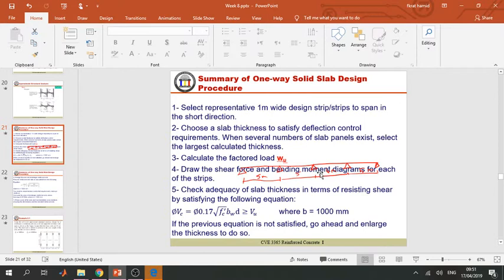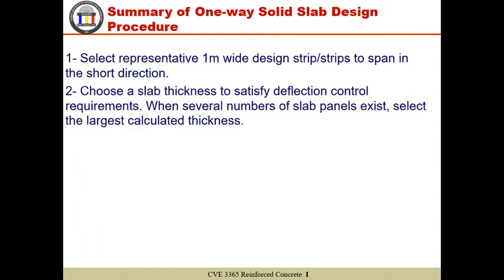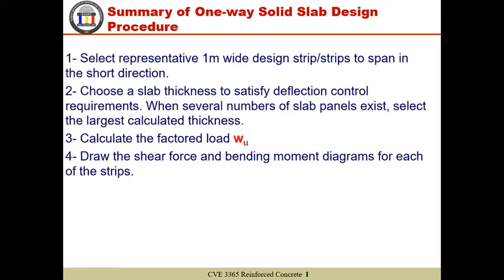So after the second step, after choosing the slab thickness, you need to calculate WU and then draw the shear force and bending moment diagram for each of the strips. So if your structure was indeterminate, go to the approximate method. If it was determinate, do it by yourself because it is not difficult.